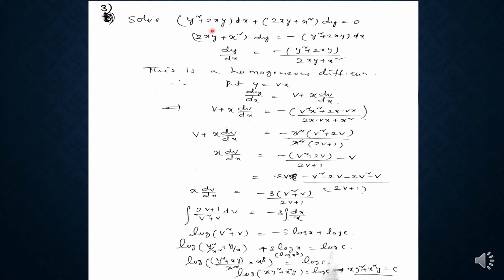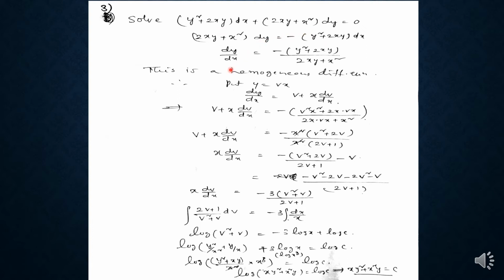What is the derivative of M with respect to y? Dou M by dou y is equal to 2y plus 2x. So what is N here? 2xy plus x square. What is dou N by dou x? Dou N by dou x is 2y plus 2x. So these two are equal, so this can be solved by using the exact method also.